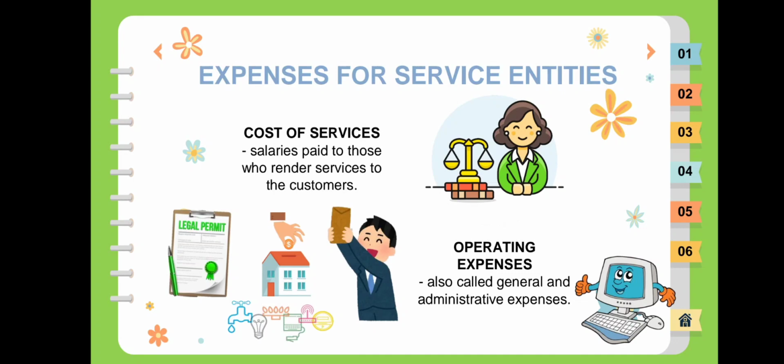For example, sa law firm, so sino ba yung directly na nagre-render ng service? Sino ba yung nagbibigay ng legal services sa mga customer? So of course, it is the lawyers. So yung sweldo para sa lawyers are the cost of services. Next to the cost of services are the operating expenses, also called general and administrative expenses. So, ito yung mga expenses na na-incurred ni business due to the operation of the company.